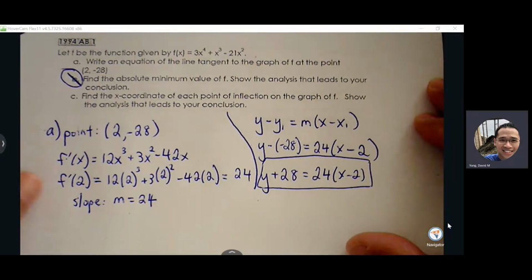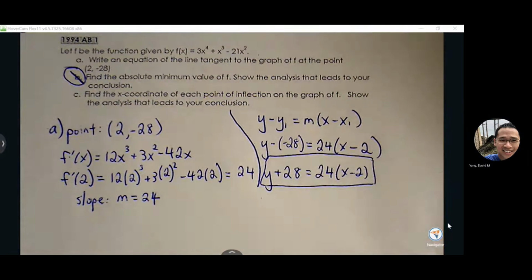Yeah, actually, we can do part B. It's good practice with relative max, relative min. I know it says absolute min, but we can talk about what that means.